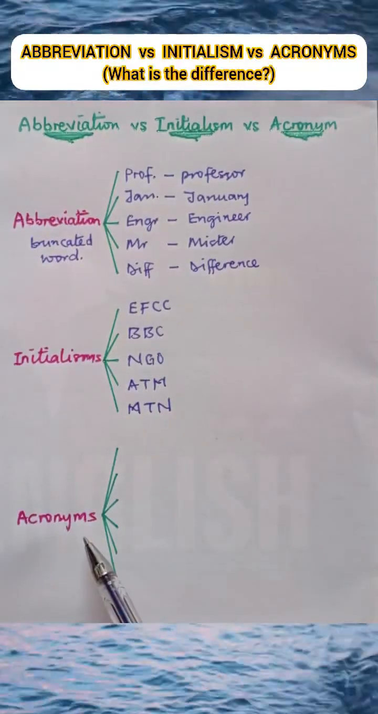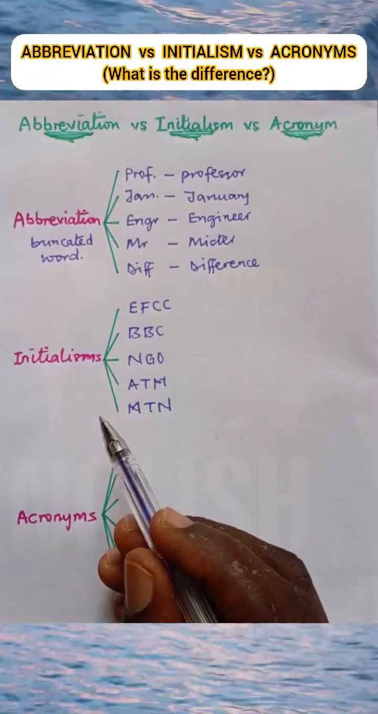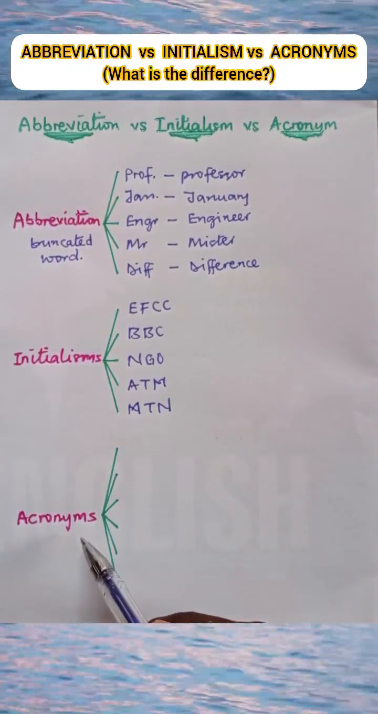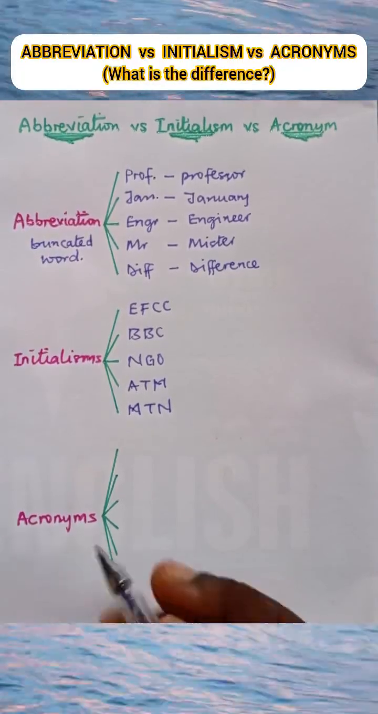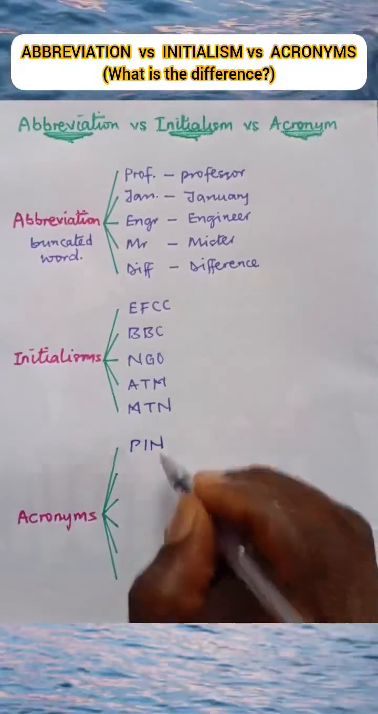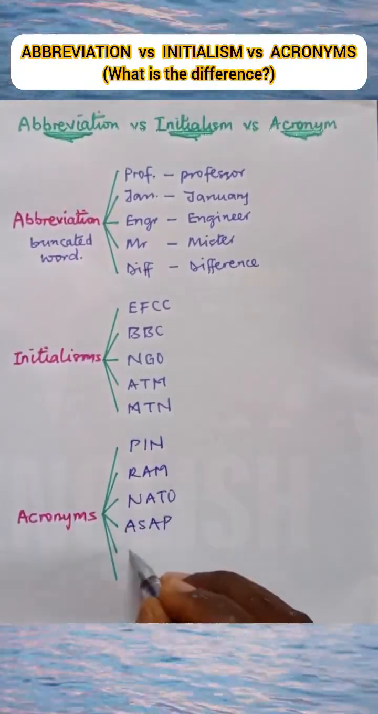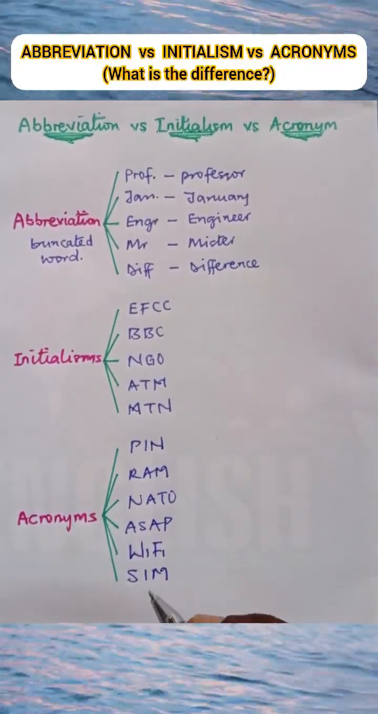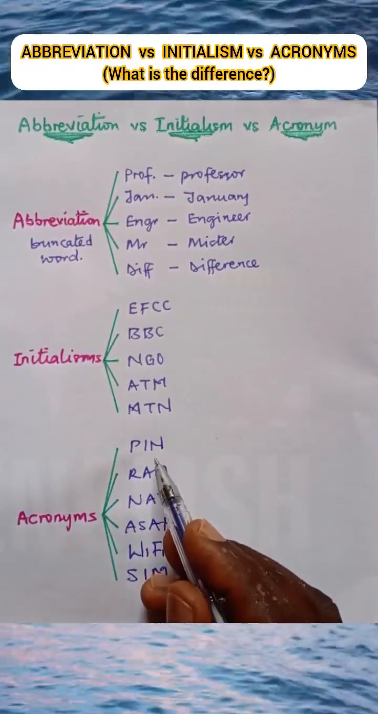Let's talk about acronym. Acronym is very similar to initialism. Acronym is also formed from the first letters of two or more words, which is used to represent the group of words. Let's look at examples of acronym. We have PIN, RAM, NATO, ASAP, Wi-Fi, SIM. In acronym, similarly, each of the letters are written in uppercase.